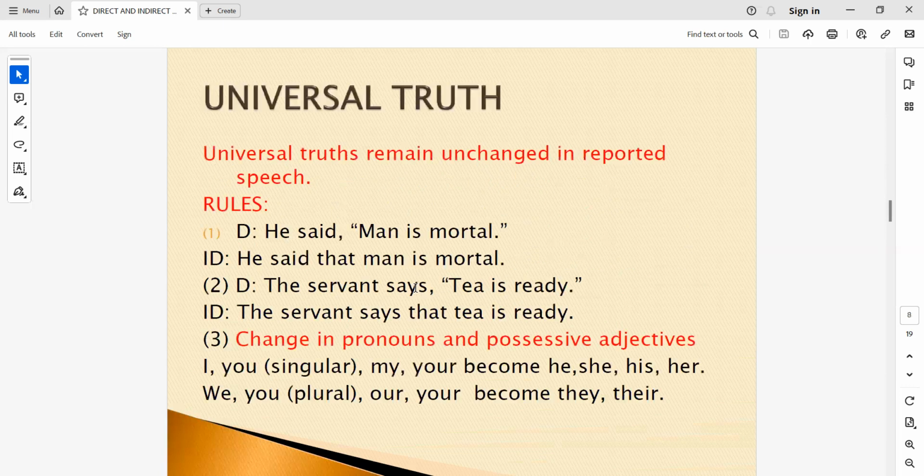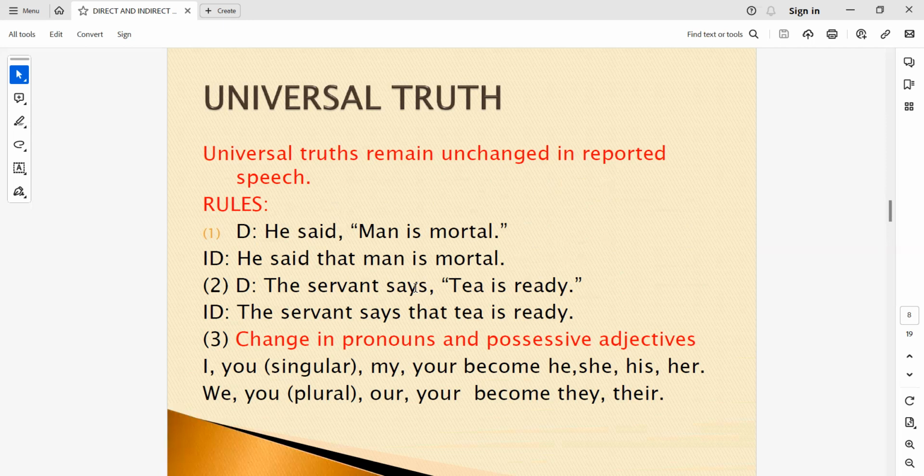One thing which we have to notice is that there are certain exceptions to rule 1. If the reported speech relates to some universal or habitual fact, the simple present tense in the reported speech remains unchanged. He said, "Man is mortal." Here there is no change in the tense. He said that man is mortal.